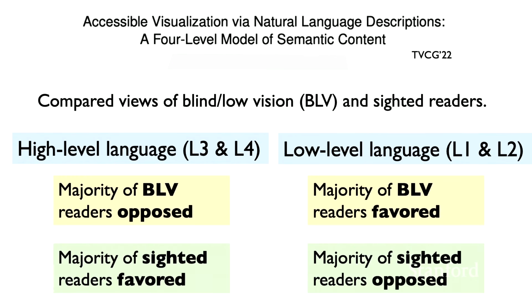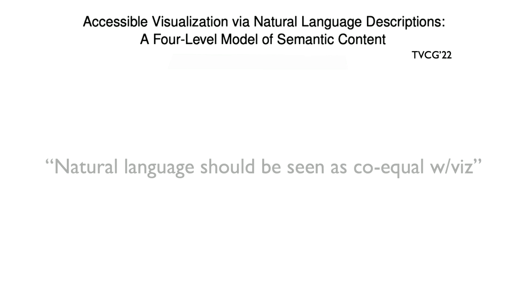You can imagine this makes sense, in that the sighted readers can see these details, and so they want to have the additional information, which perhaps is not serving the needs of the BLV folks. So I think this alone is a really interesting result. But they also concluded from this work that natural language should be seen as co-equal with visualizations in designs of visualizations. And again, this is a pretty radical perspective, or it was a few years ago in the visualization community.